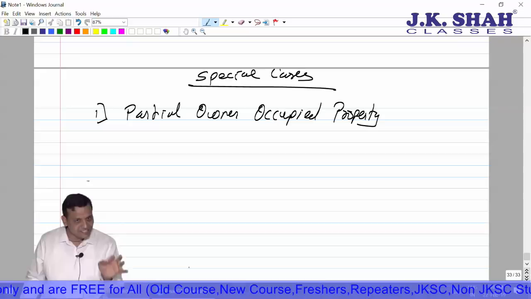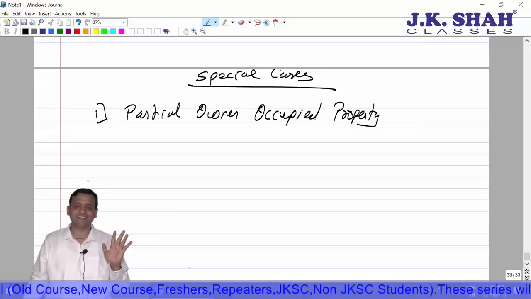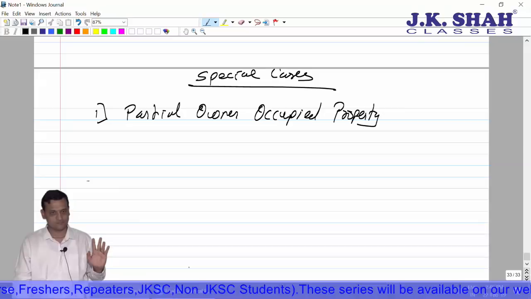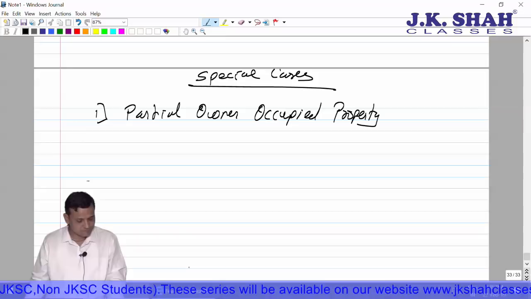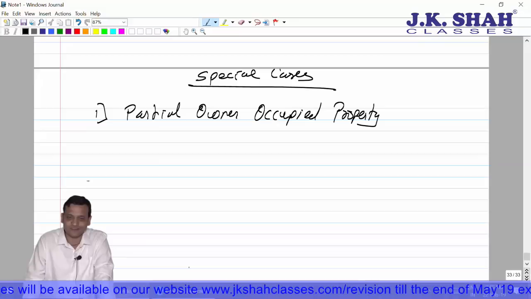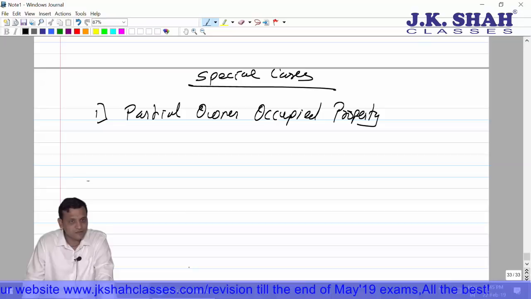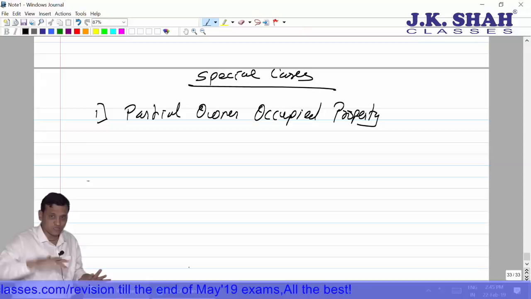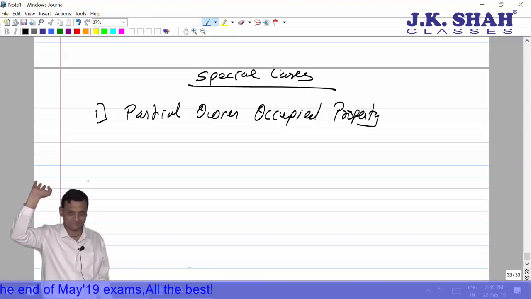So what did the standard say? If that part can be sold off or leased out independently, then it is nothing but an investment property. But if it cannot be, I have broken this room into two parts: this part I am using, and another part. I say that is an investment property, yes. If you can sell it off, if you can lease it off, then it is nothing but an investment property.